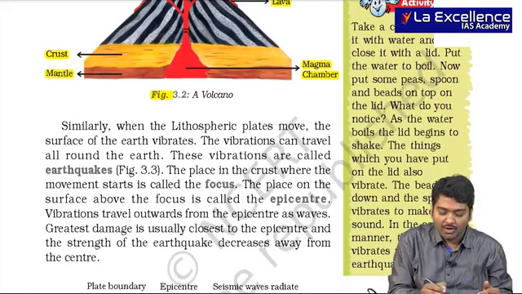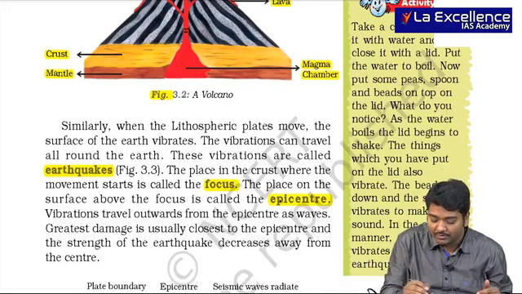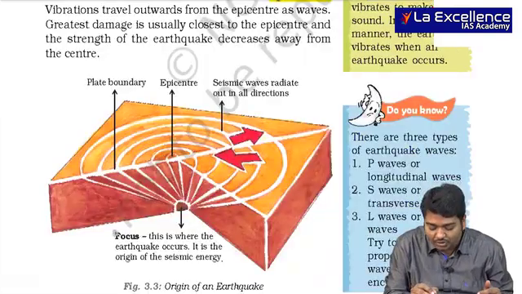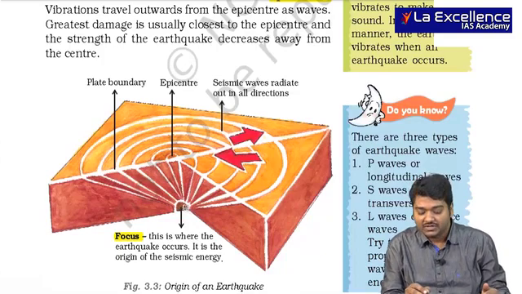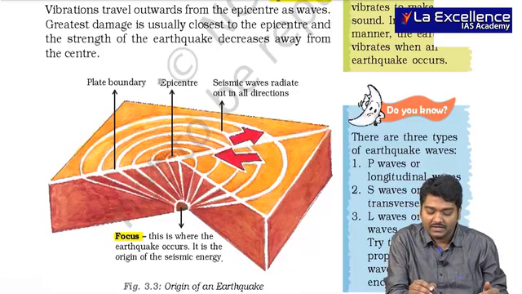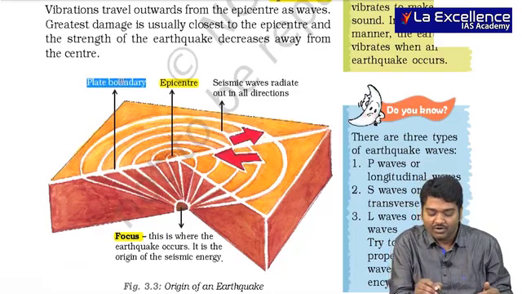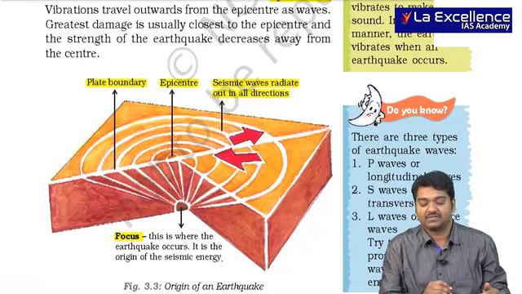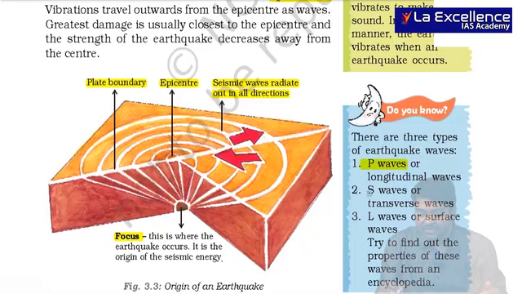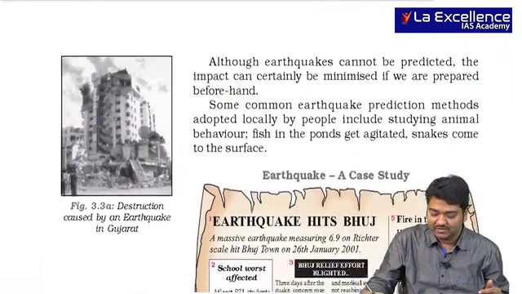Now, I told you about earthquakes, I told you about focus, I told you about epicenter. This portion is called the focus, where the earthquake has actually happened. Immediately above that is the epicenter. It happens usually between plate boundaries. We call it a plate boundary. Seismic waves radiate in all directions. And here they have given you P waves, S waves and L waves. Is it fine? So this factual information is important for us.